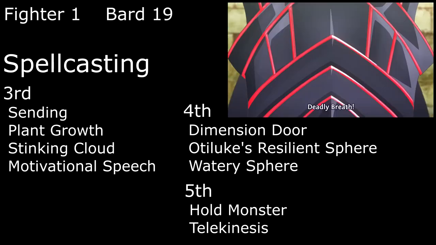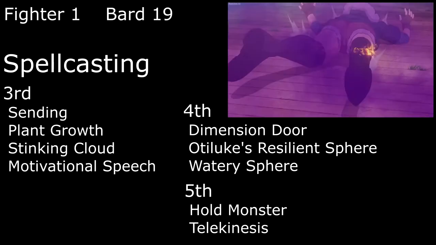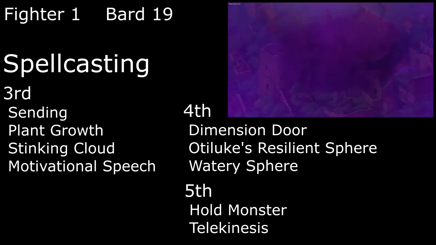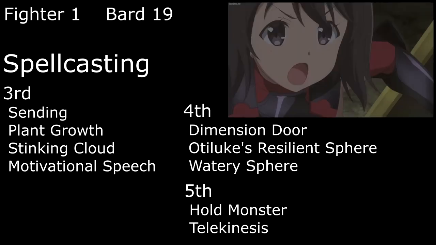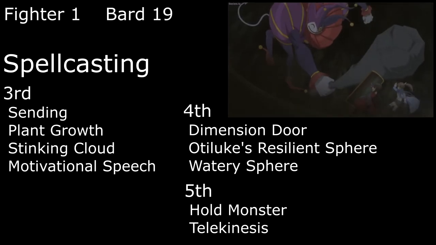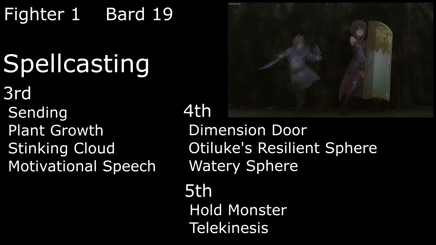Stinking Cloud is a weaker Hydra poison, forcing any creature who starts their turn in the 20-foot radius cloud to make a constitution save. If they fail, they lose their turn as they spend it coughing and choking on the poisonous smoke. I was a little surprised to learn that Dimension Door is actually the lowest level teleportation spell on the Bard list. I thought they'd at least have Misty Step, but apparently not.